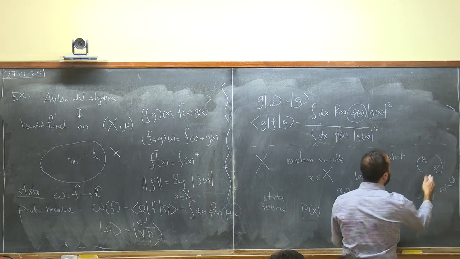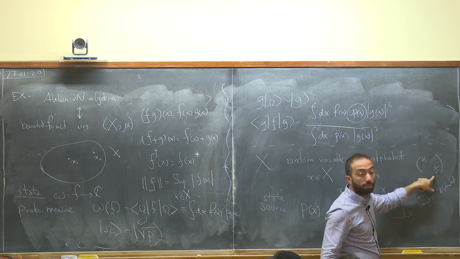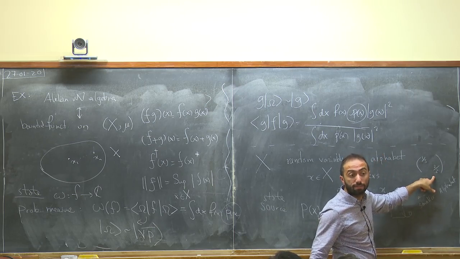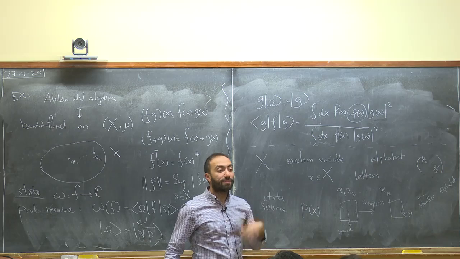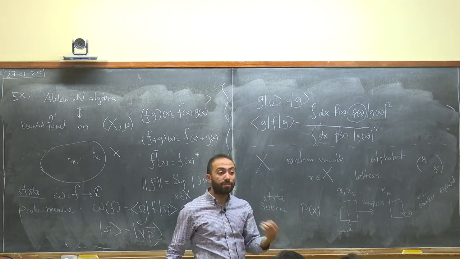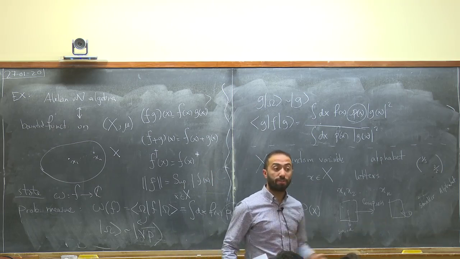A state would be probability a third is the source. Probability a third for 0, probability 2/3 for 1. That's what the state is. It's a source. It's like the English language, which produces A's with a probability, B with a probability, and so on and so forth.